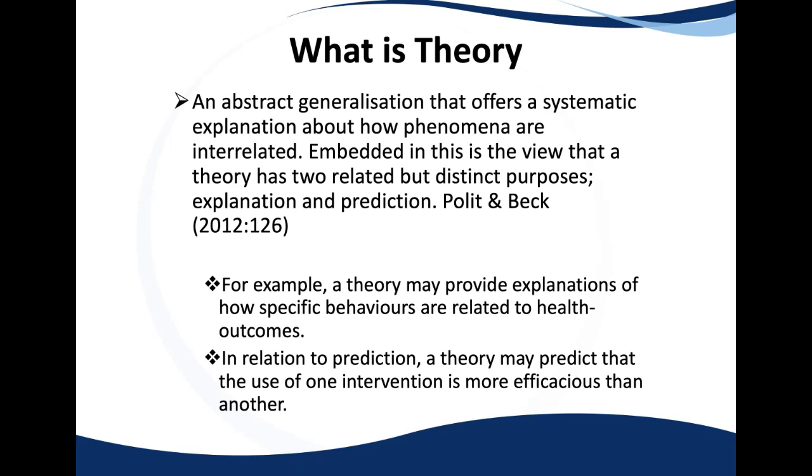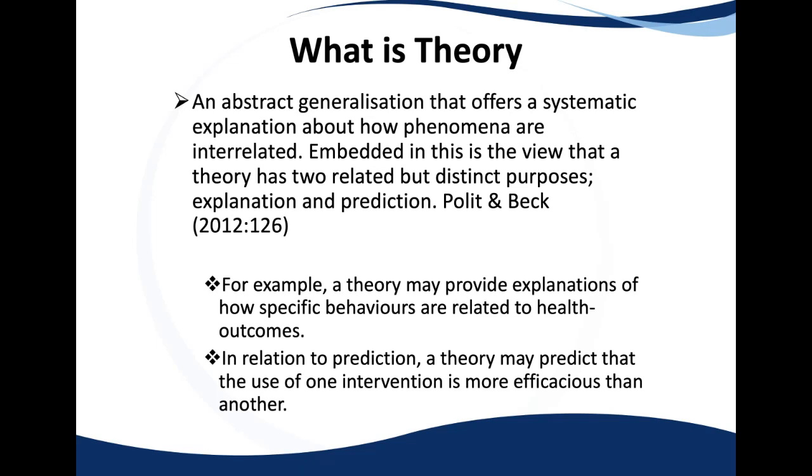And they argue that a theory is an abstract generalization that offers a systematic explanation about how phenomena are interrelated. Embedded in this is the view that a theory has two related but distinct purposes. One, a theory will help you to explain things, and of course, a theory helps you to predict things.